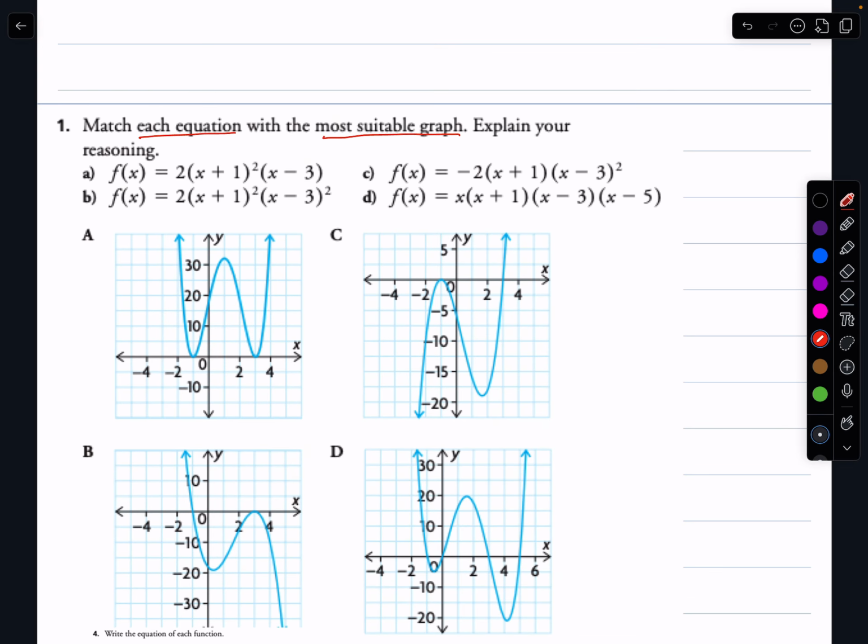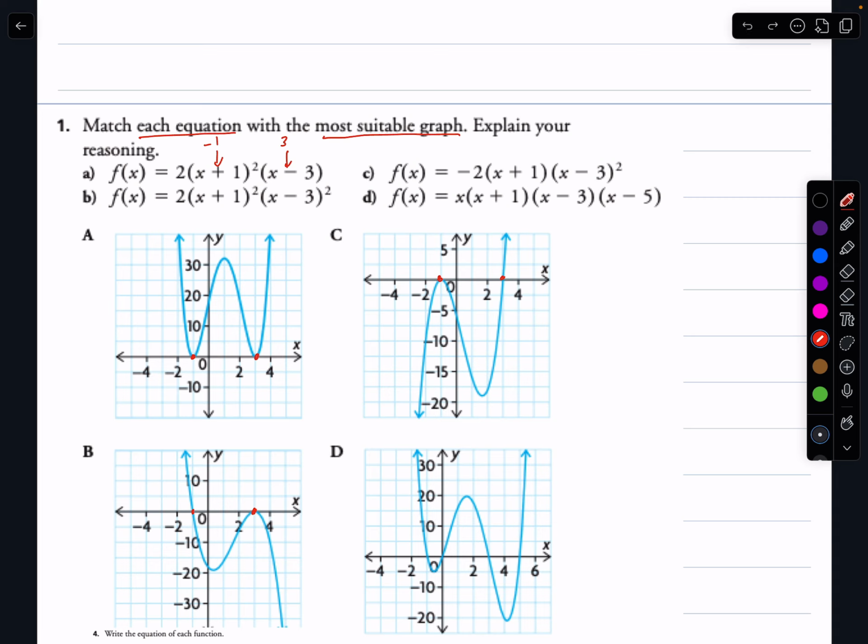So if we look at equation 1, okay, so we'll do 1a. If we look at these, these are our x-intercepts. So this is going to be an x-intercept at -1, and this is going to be an x-intercept at 3. So the first thing I want to look at is where are my x-intercepts, -1 and 3. So I see, okay, over here we have -1 and 3, so that it could be that. Over here we have -1 and 3. Over here we have -1 and 3. Over here we have -1 and 3 and 5. So automatically I know it's not D because we have an extra x-intercept that we didn't account for.